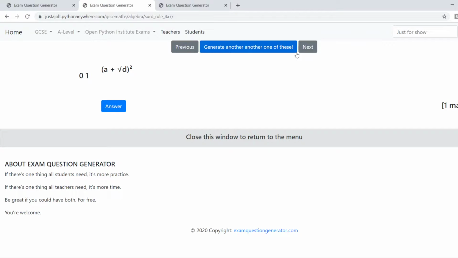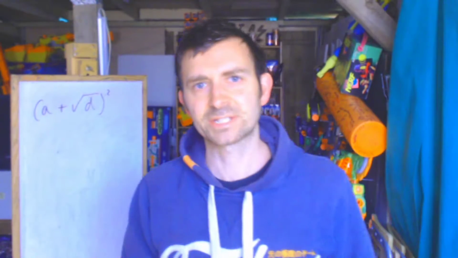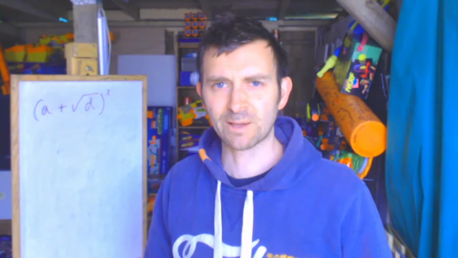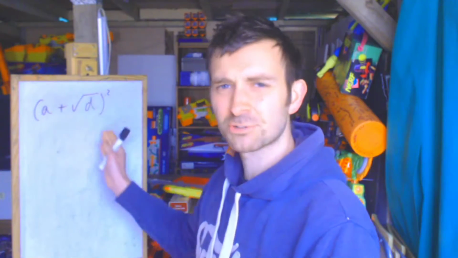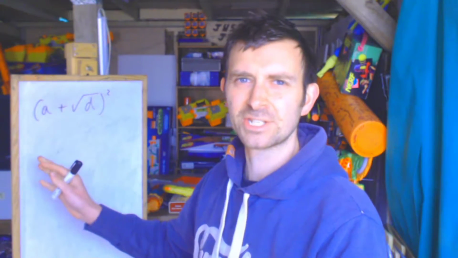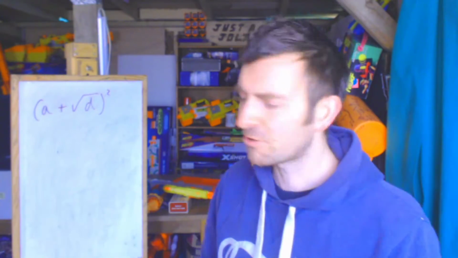There we go. So we've got (a plus root d) all of that squared. Now this is quite an interesting surd rule right here. I'm going to show you this once, and what you're going to see is that if you memorize the rule for this, it makes your life really easy, and you can just write it out straight away. But I'm going to show you how it works.